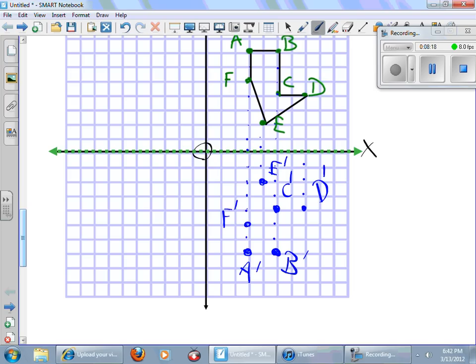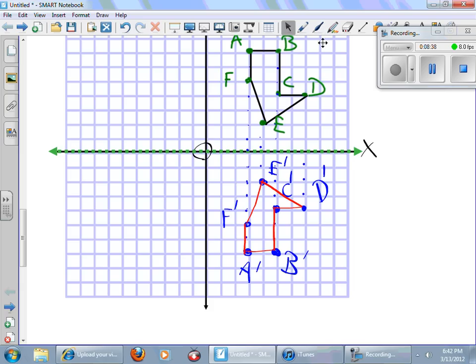Now look how easy this is. You know, somebody say, well, I can't see the shape. All you got to do is draw it. That's all you have to do. A prime to B prime, B prime to C prime to D prime to E prime, E to F, and F to A. Look at how simple that is. That is a mirror reflection.